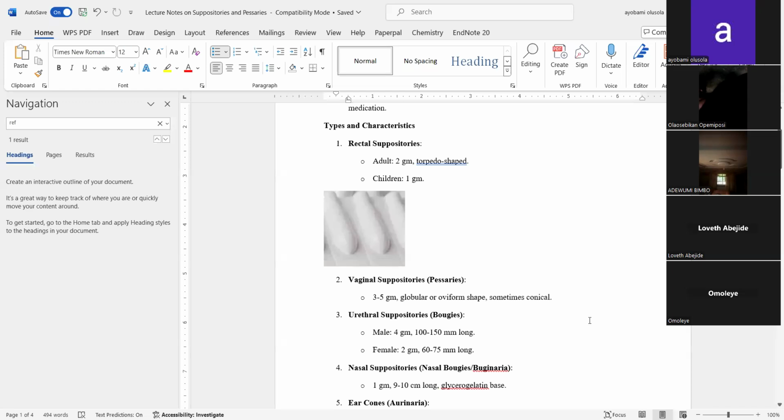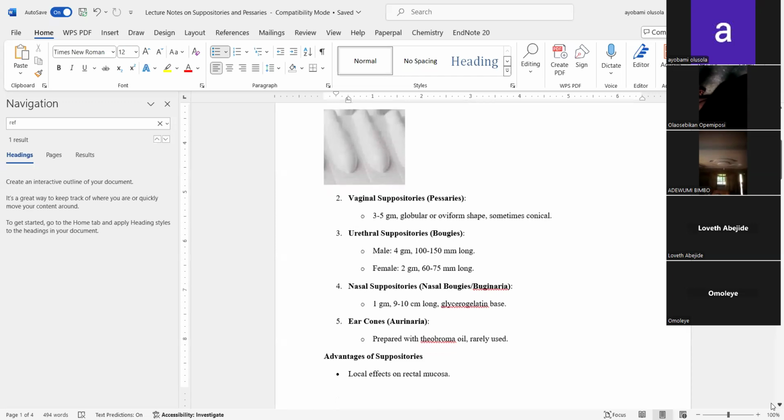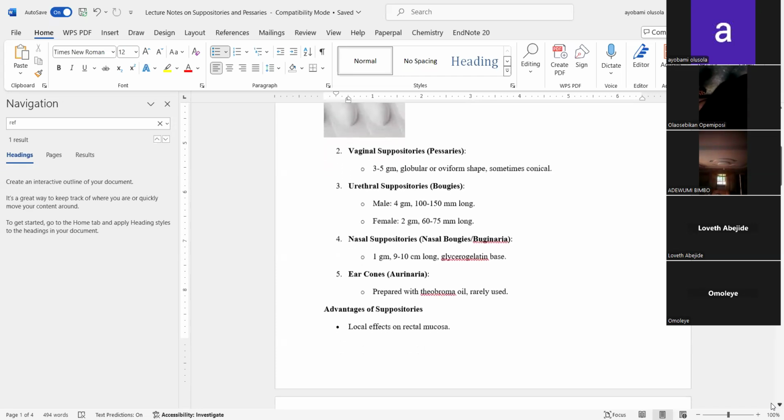We have suppositories too that can be inserted into the ear. That is auricular. So what are the advantages of suppositories?